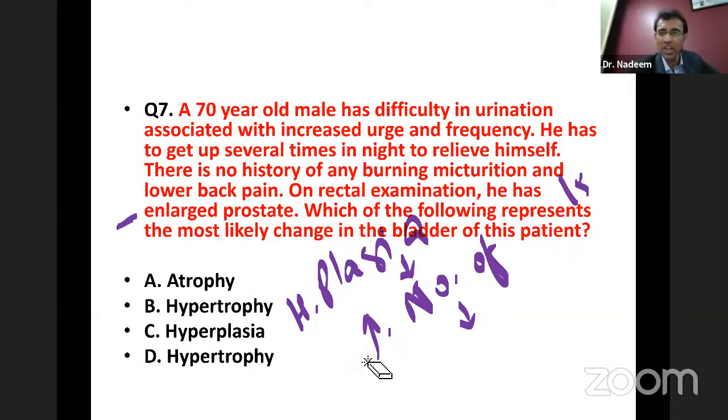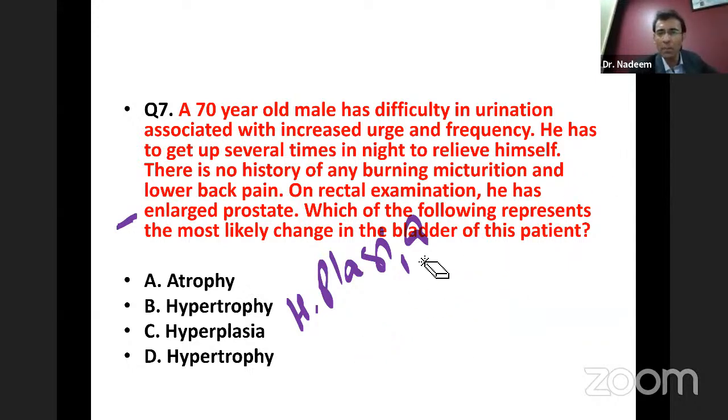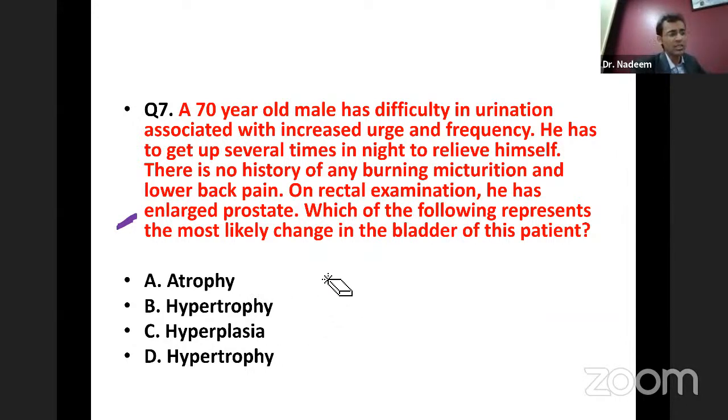What about metaplasia? When one mature epithelium is replaced by another mature epithelium. We can give the example of Barrett's esophagus. So that is metaplasia, easy to understand. But when I talk about this case, most of you are confused. This is the case of BPH, and the examiner is asking about the prostate, so you are marking C. No, the examiner is asking which of the following represents the most likely change in the bladder of this patient.